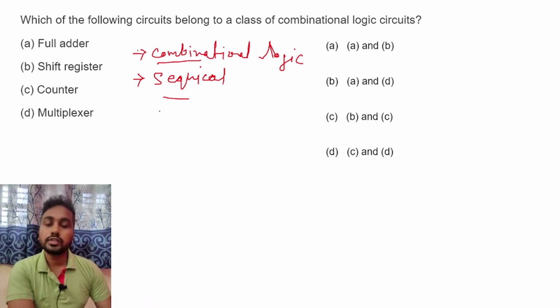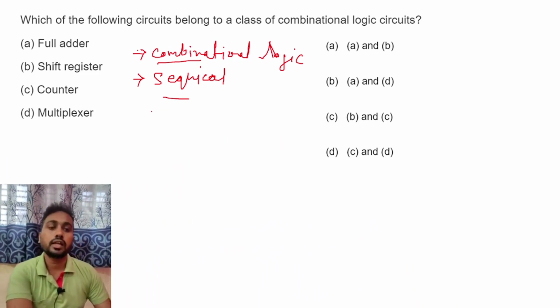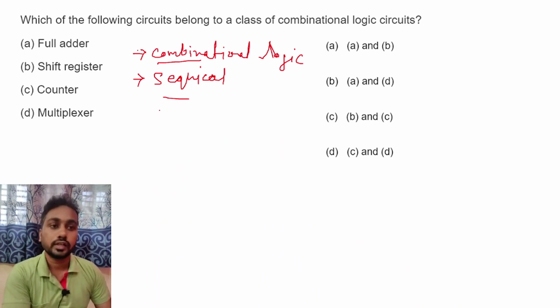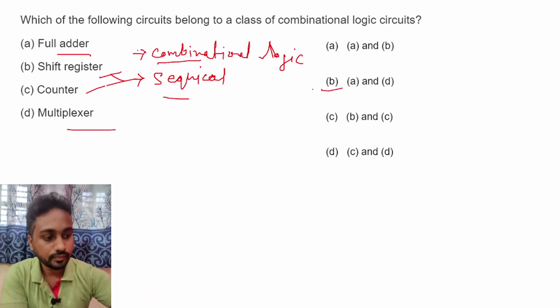And sequential circuits use memory elements to store, like flip-flops. So whenever you find a flip-flop circuit, that is nothing but a sequential logic circuit. Shift register, register and counter are all sequential circuits. Okay, so you have to remember these points. The question asked about combinational logic circuits. So full adder and multiplexer are combinational logic circuits, while register and counter are sequential logic circuits. So here A and D means option B is the right answer. Okay, next.